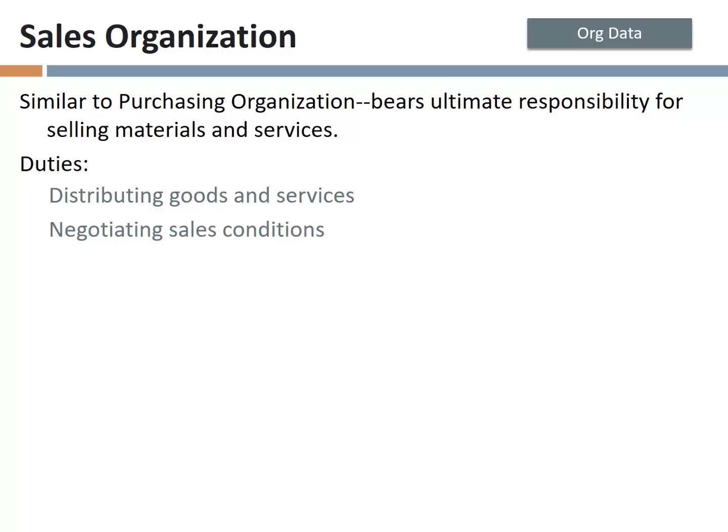Beyond that, the sales organization has responsibilities in terms of things like pricing and otherwise negotiating sales conditions. And we've talked about already in the context of purchasing that prices are inherently flexible and depend on a variety of situations for us to know what prices actually apply. Well, certainly in the context of selling, this is where we have control over that for our products.